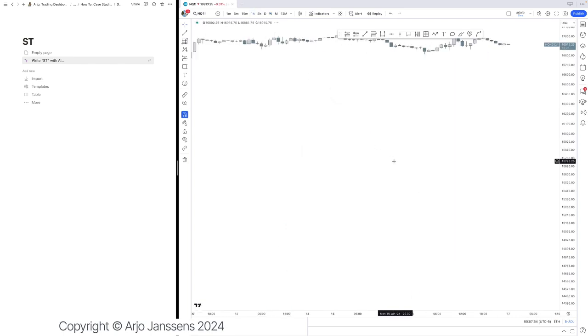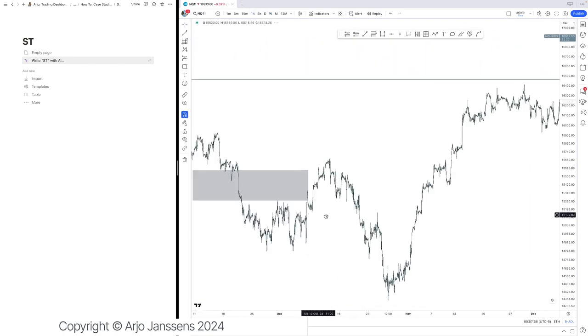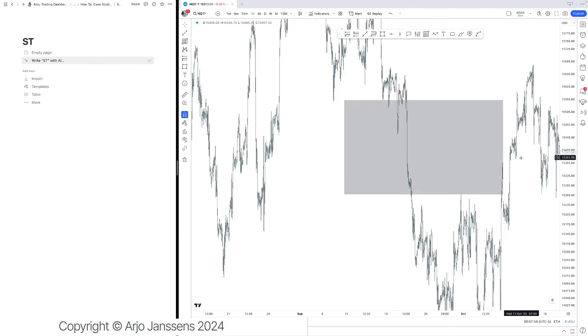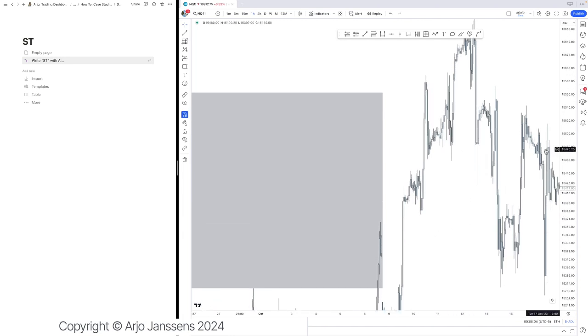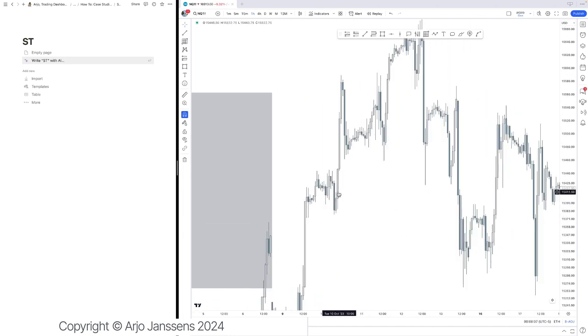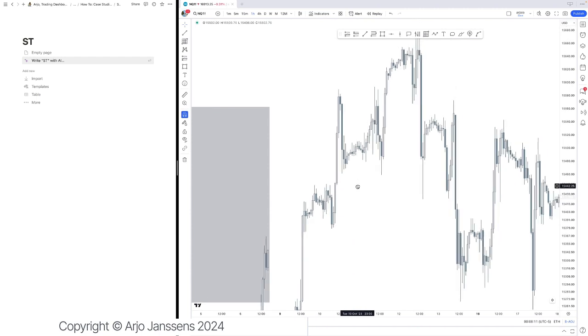So on the 1-hour, let's dive into it again and let's look at those examples. Here we have a huge gap. That's a Sunday gap, so let's not count that. Here we have somewhat of an ST, but it was not a breakaway gap. All right, so it fills actually. So we are currently seeing that the ST constantly fills when they are not breakaway gaps.